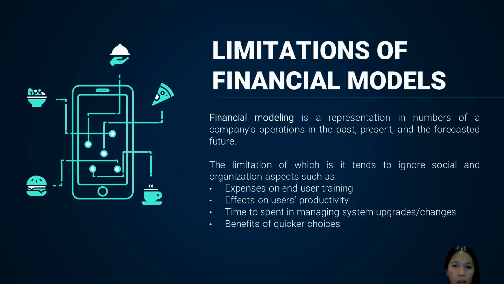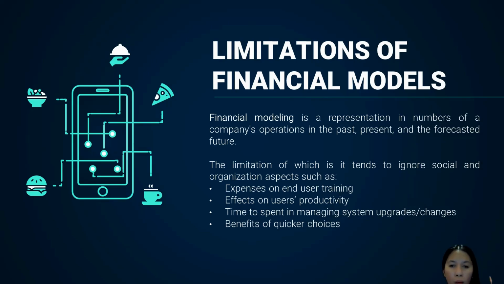Next is limitations of financial models. Financial modeling is a representation in numbers of a company's operations in the past, present, and the forecasted future. Usually, financial models in IT projects or information system projects lack information or ignore information about social and organizational aspects. These are expenses on end user training, effects on users' productivity, time to spend in managing system upgrades or changes, and benefits of quicker choices.